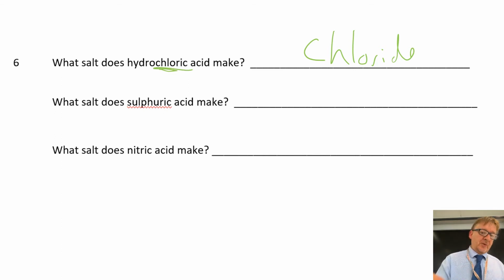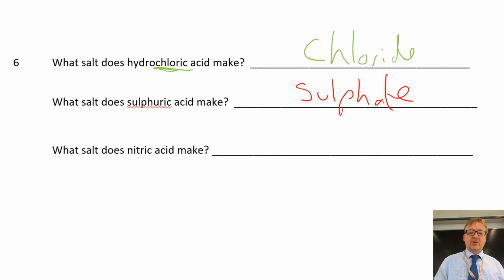What salt does sulfuric acid make? It's always a sulfate, so copper sulfate. What salt does nitric acid make? It is always a nitrate.